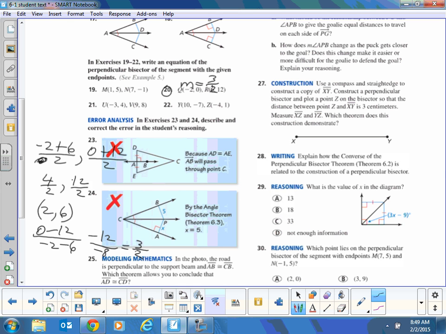So now I've got everything I need. I've got the midpoint, and I've got the slope. Oh, hold on a second. 3/2 is the slope of this right here. I want the perpendicular bisector. So what's the perpendicular slope going to be? I have the slope of this, and I need to be perpendicular to that. Again, when I multiply the slopes together, I get negative 1.